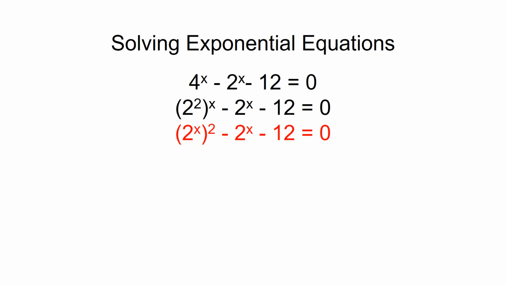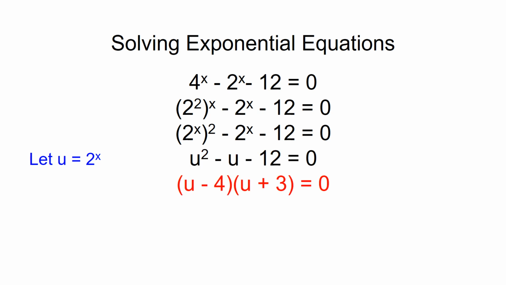And when we do that, we can use a dummy variable, u, where we specify that u is equal to 2 to the x power. So now we can substitute in u, and we have u squared minus u minus 12 is equal to 0. And now it looks like an algebraic quadratic function, polynomial. We can factor this polynomial.